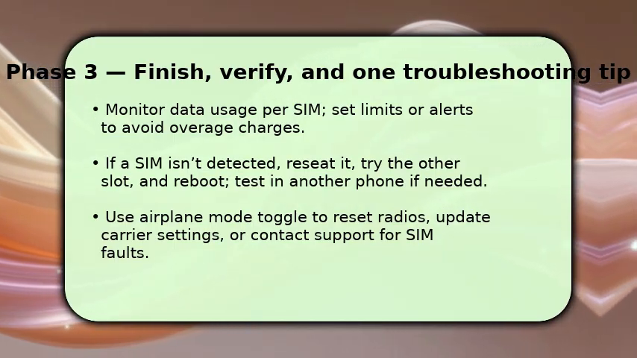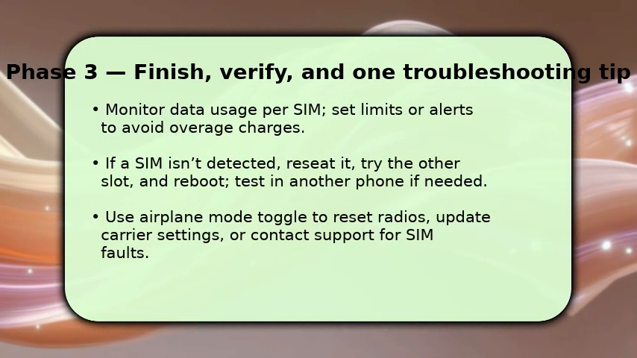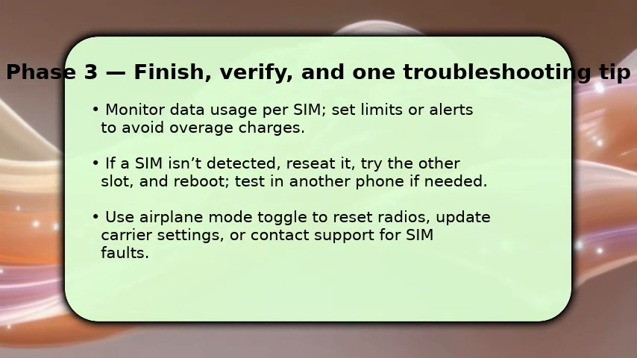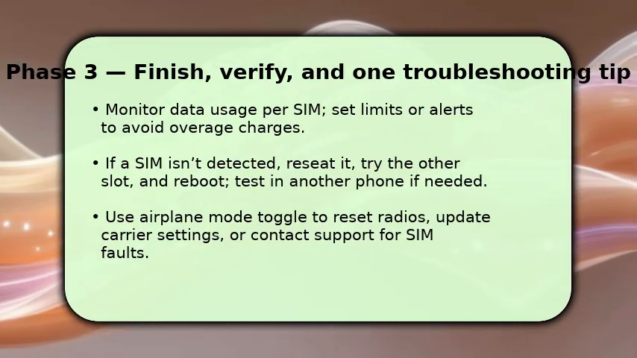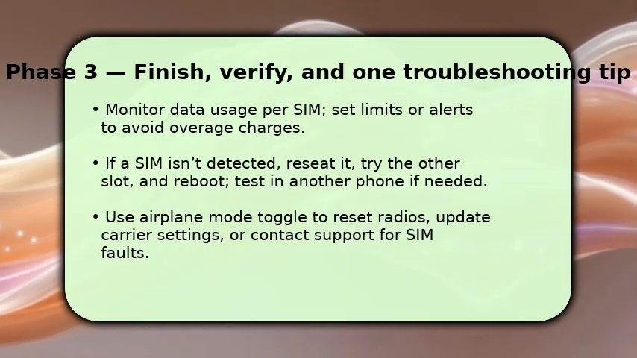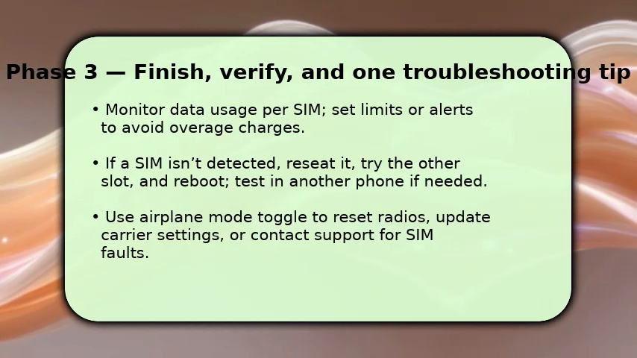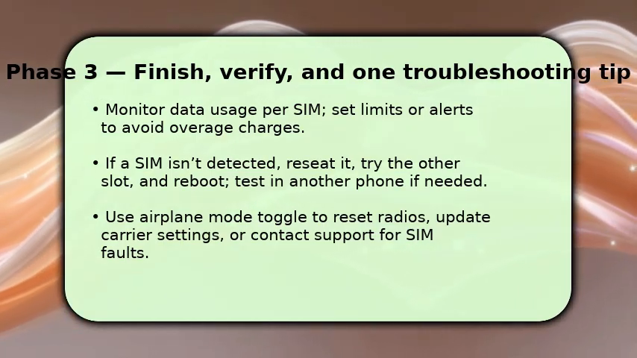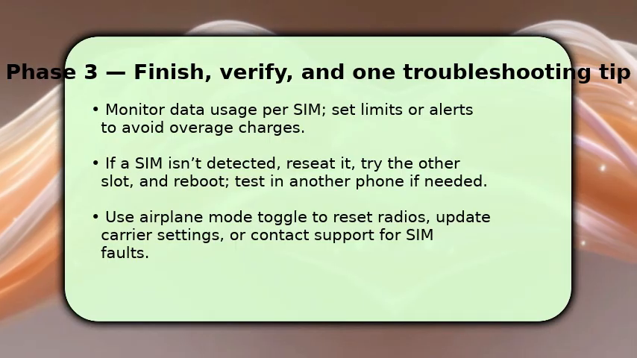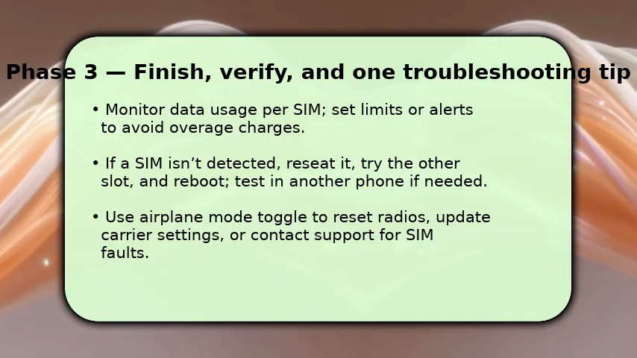If a SIM fails to appear, power down and reseat it, try swapping slots and reboot. If problems persist, test the SIM in another phone to isolate the fault. Make sure to toggle airplane mode to reset radios and accept carrier updates when prompted. If none of that works, contact your carrier for a replacement.